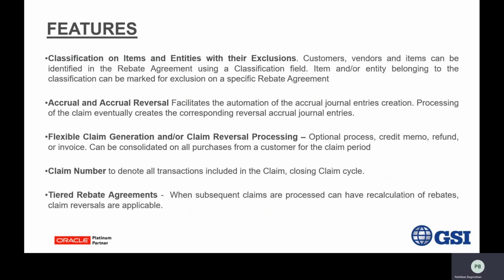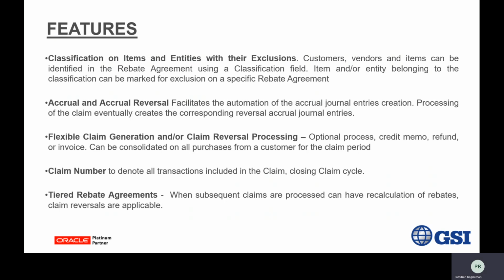And another cool feature is the accruals reversal. So when you process a claim, you can reverse the accrual journal entries, and these are automatic, okay? You can also facilitate automation and creation of these accrual journal entries based on what was recorded on the transaction. So on the sales order or purchase order, if let's say there was an accrual generated for that line item, that basically is going to be on your accrual journal.